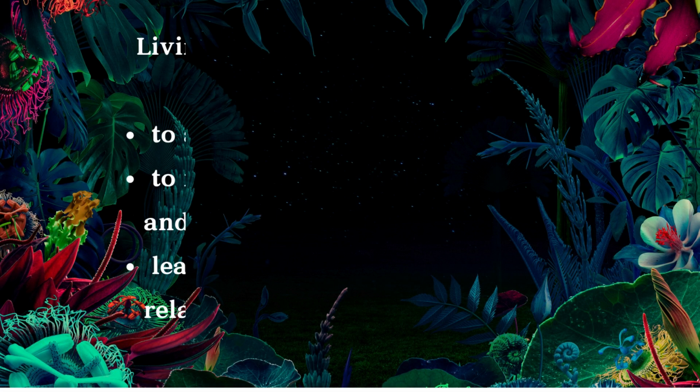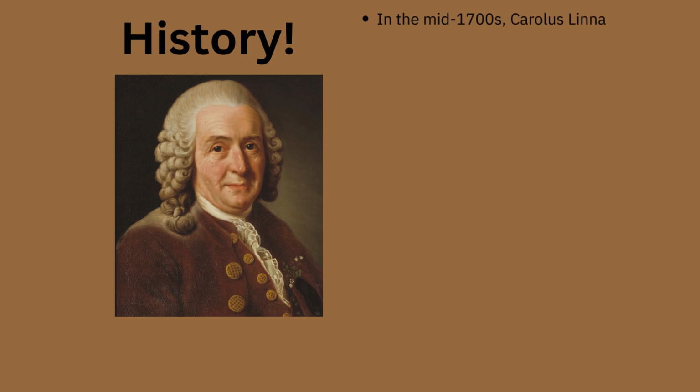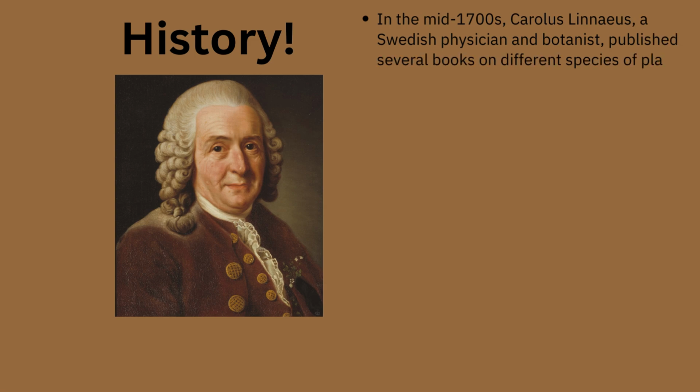Living organisms are classified mainly to avoid confusion, to make study of organisms easy, and to learn how various organisms are related to each other. In the mid-1700s, Carolus Linnaeus, a Swedish physician and botanist, published several books on different species of plants and animals.